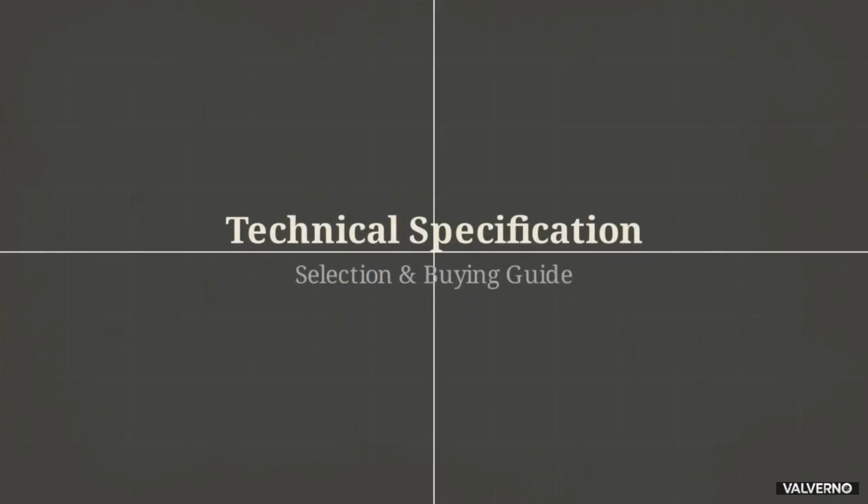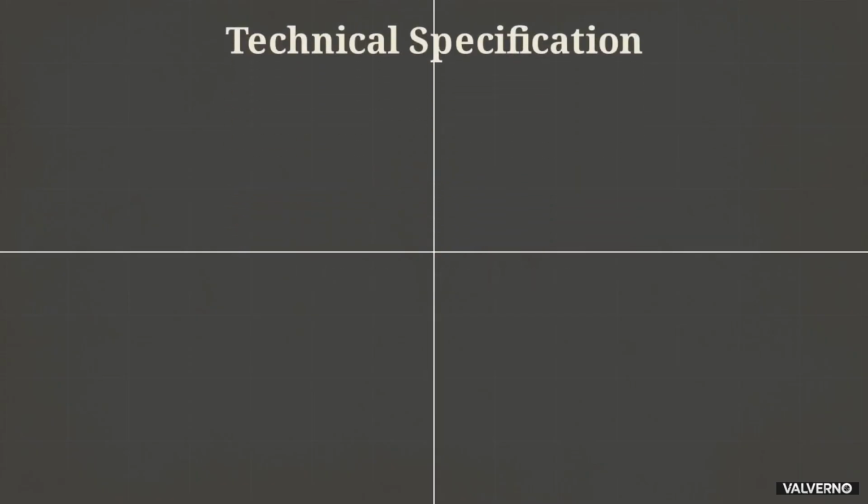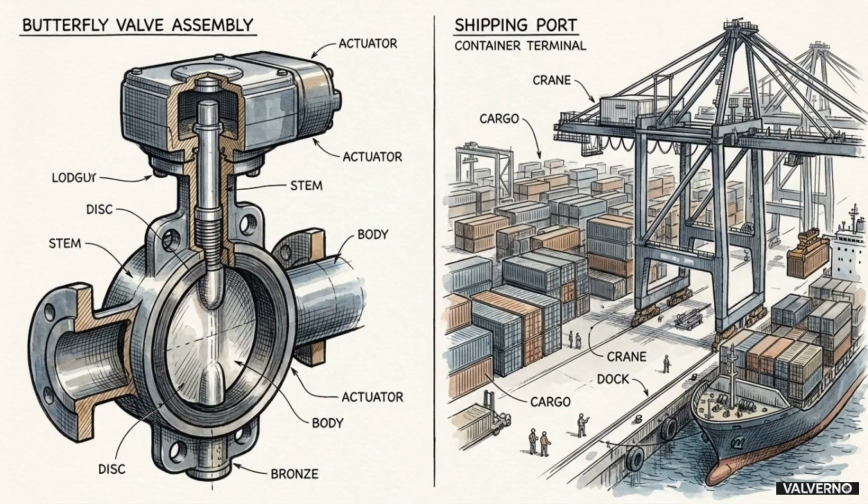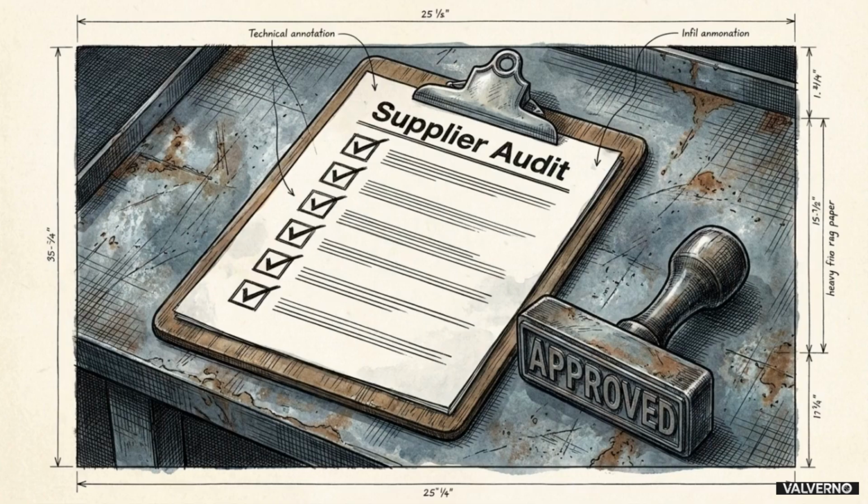To prevent these failures, we are going to build a complete technical specification step by step. We will match the correct body materials to your specific fluid, balance your pressure limits, and optimize the valve design to fit your maintenance routine. But a perfect technical specification requires a capable partner to execute it. So the final step is running through a precise vetting checklist to ensure you select a trusted, high-quality international manufacturer.